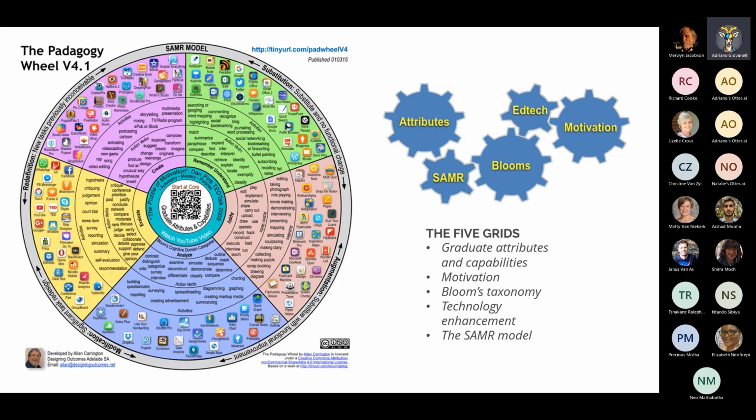So the 5 grids: graduate attributes are the core of learning design. Then technological enhancement serves pedagogy, where when teachers choose any app or technology, they must remember to apply the app selection criteria. The model only suggests apps that can support the learning objectives and activities at the time of publishing.